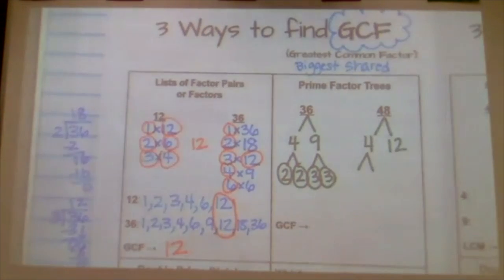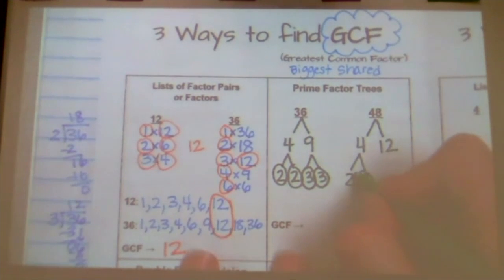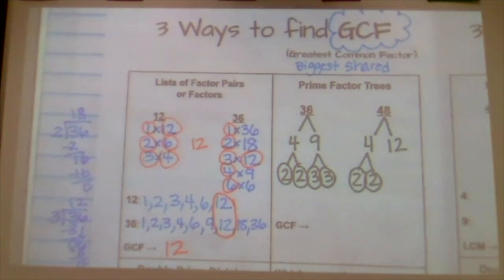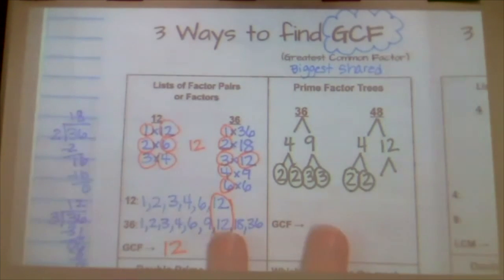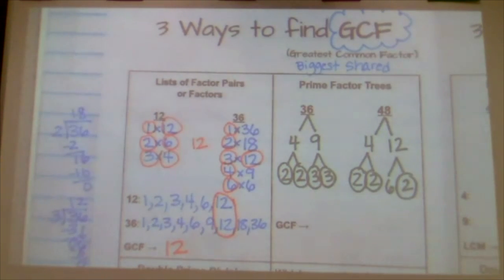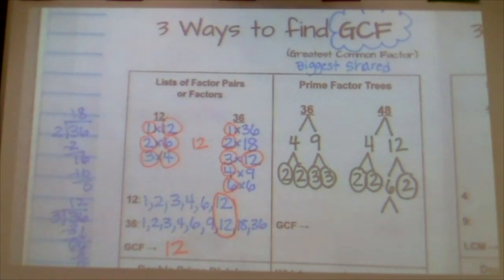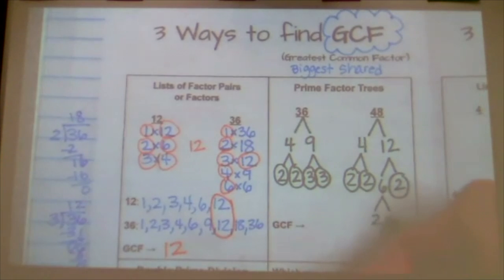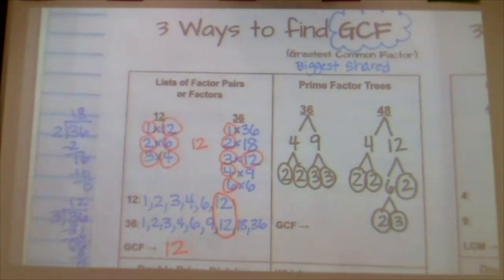So I'm going to draw my branches off 4, and I know that that's 2 times 2, and those branches are prime, so they're done. I'm going to try this with 12. I know that 12 is 6 times 2. The 2 branch is done because it's prime, but I can keep going on this 6 branch. So 6 can be broken down into 2 times 3. And those are both prime because they only have 1 times themselves.